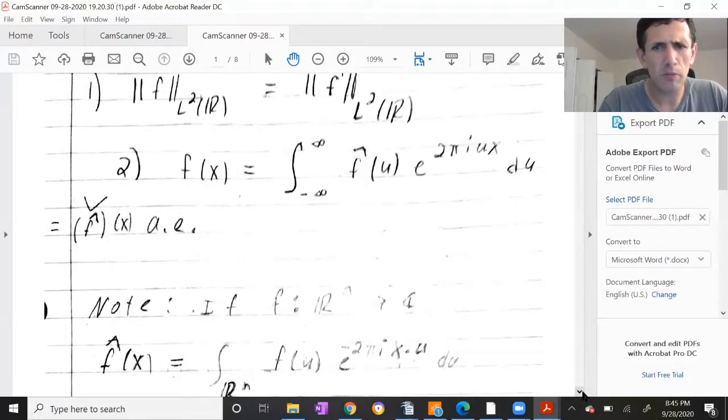Okay, and remember from last time that we can define the Fourier transform for a function on Rn in a very natural way.